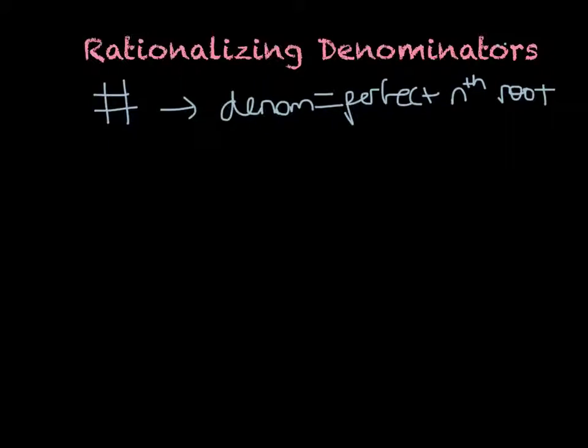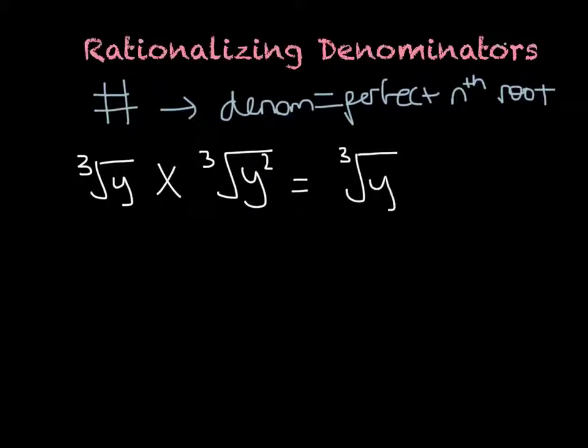For example, if our denominator was the cube root of y, then you would choose the number, the cube root of y squared, to multiply both the numerator and the denominator by, because that way you get as your denominator the cube root of y cubed, or just y.